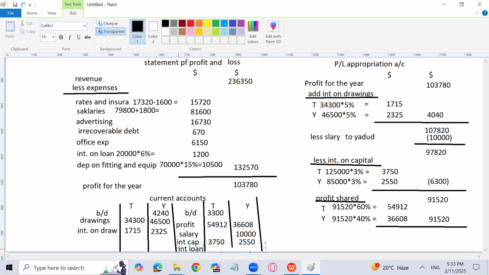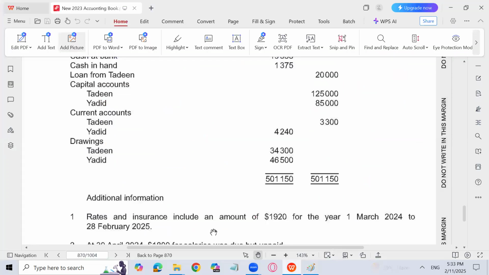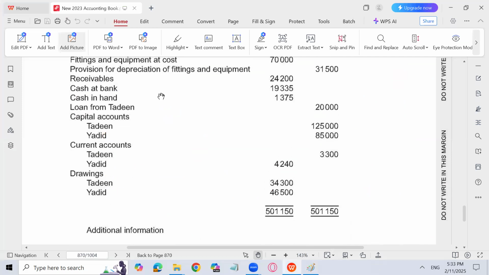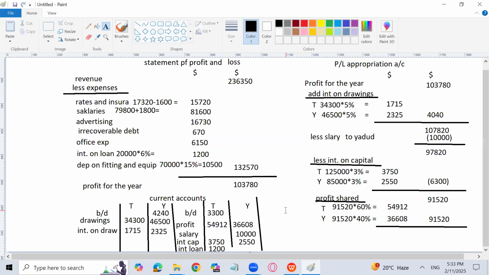So interest on loan of 1,200 will be given to the partners. It will also be written under the heading of expenses, and will also be shown on that partner's current account, on the credit side. Who has given the loan? Tadeen. So 20,000 at the rate of 6% will come on the credit side of the current account. Now I will go for the total, and I will balance the account with the name carried down: total of the two sides, and the difference will be written as carried down on either side to balance the two sides of the current account.